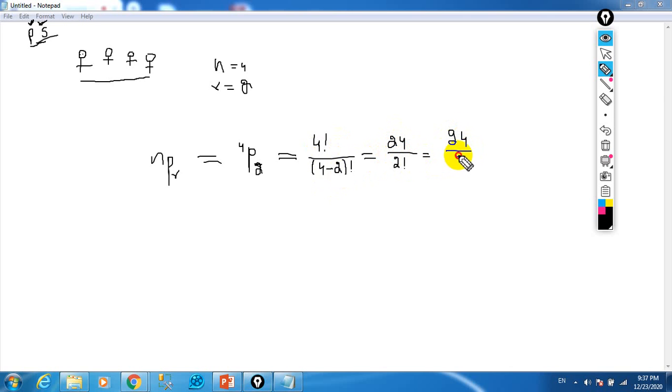Because 2 factorial is 2 times 1 factorial, and 1 factorial is 1, so it equals 2. So 24 divided by 2 is equal to 12. So we can say that here we will have 12 sample points in this.